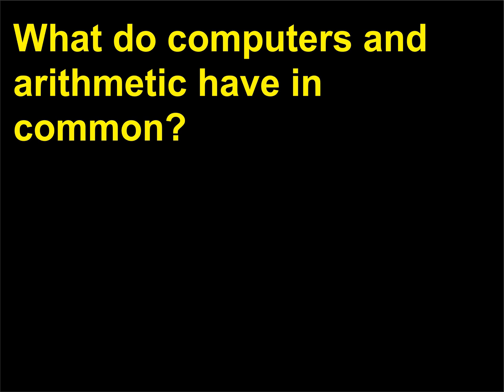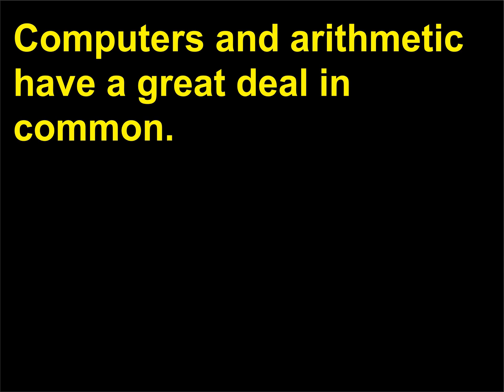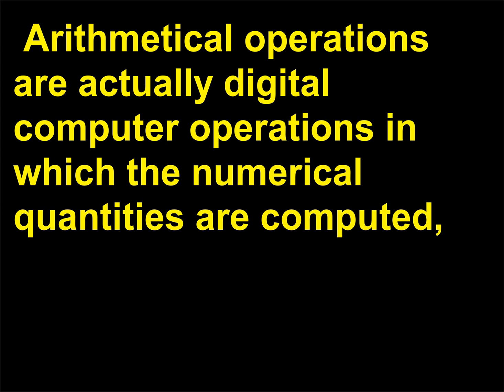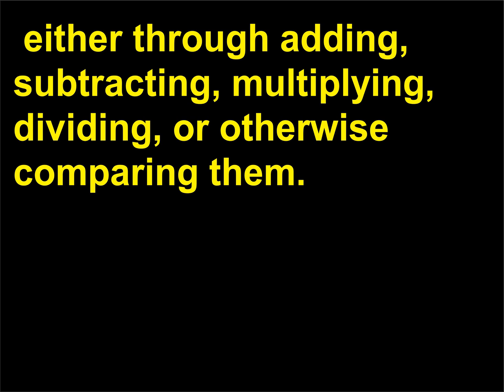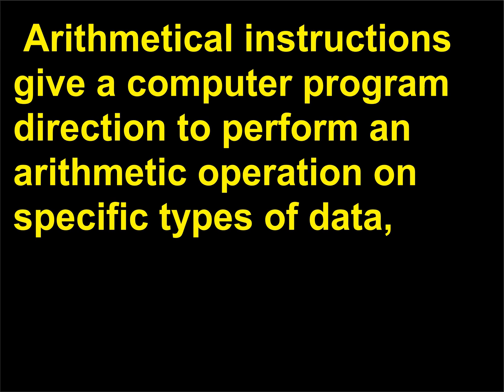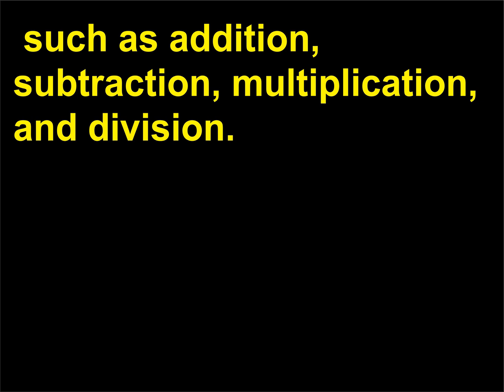What do computers and arithmetic have in common? Computers and arithmetic have a great deal in common. Arithmetical operations are actually digital computer operations in which the numerical quantities are computed, either through adding, subtracting, multiplying, dividing, or otherwise comparing them. Arithmetical instructions give a computer program direction to perform an arithmetic operation on specific types of data, such as addition, subtraction, multiplication, and division.